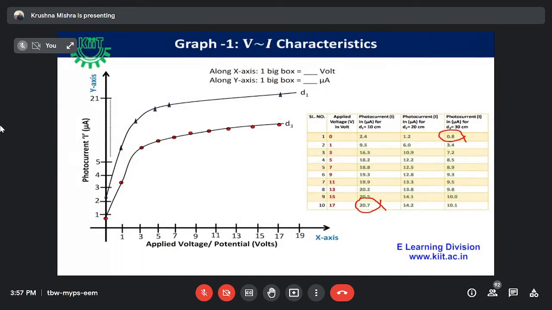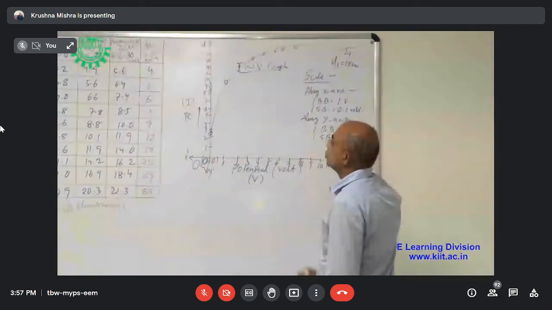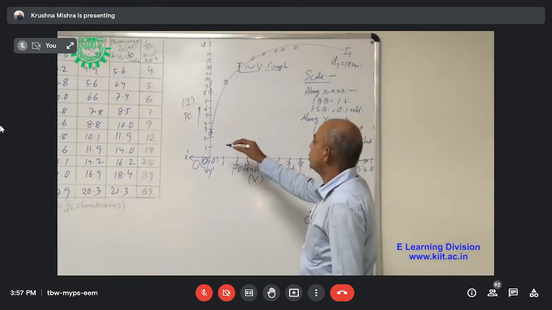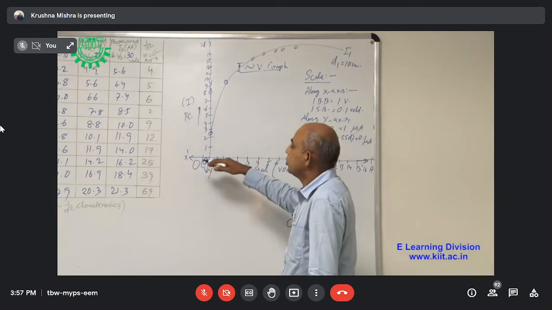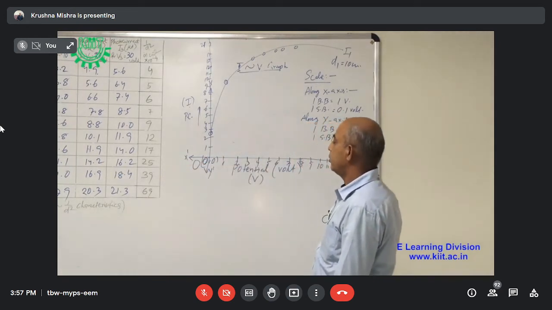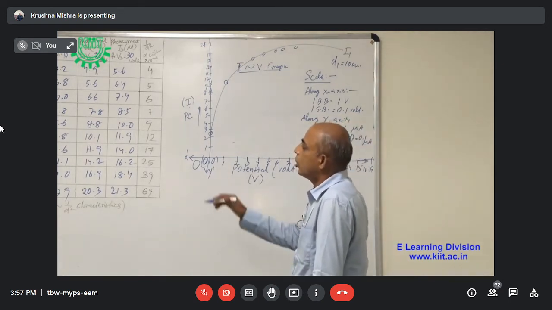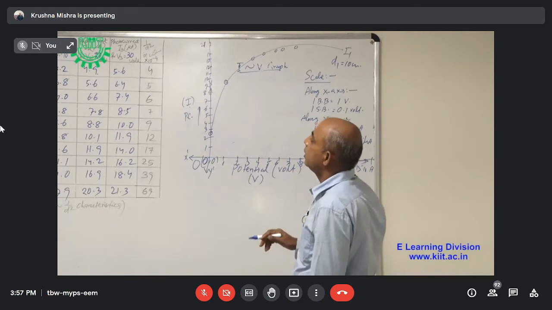This is for a particular intensity of light, that is, for a particular distance, suppose D1, which is given as 10 centimeter. In this way all the points will be plotted because the entire range is taken here. We have calibrated all the axes according to the observations in the table.